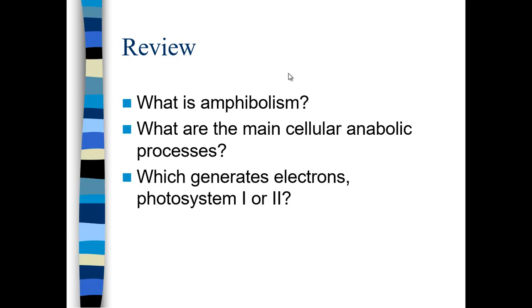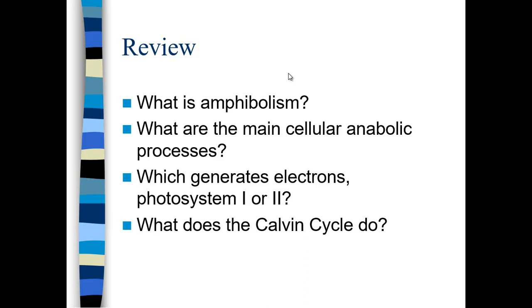Which generates electrons, photosystem 1 or photosystem 2? Photosystem 1 generates electrons, and photosystem 2 generates energy. Okay, so photosystem 1 is where we get NADPH, and photosystem 2 is where we get ATP.